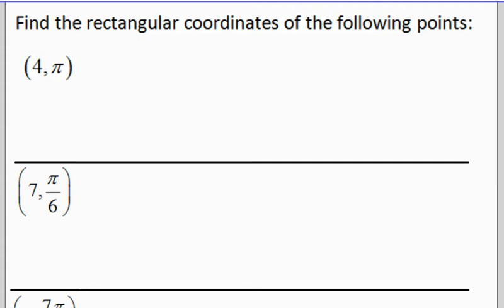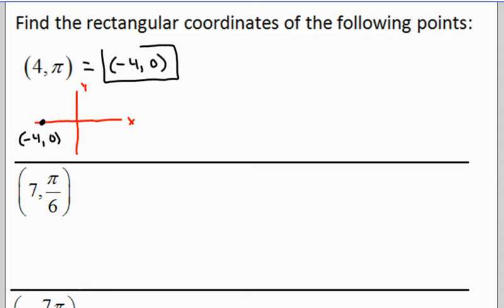This first one, we've got 4, pi. Well, guys, if we think about this, let's say we sketch this. We don't really need a piece of polar paper. We just need this. This is telling me go pi radians and then go that direction 4. There's the point 4, pi. If I'm thinking in terms of x and y, I went 4 to the left and I went 0 up. So that's the point negative 4, 0. So that was pretty straightforward.